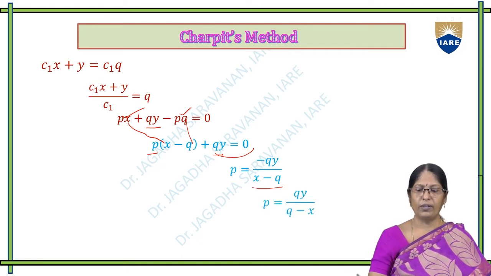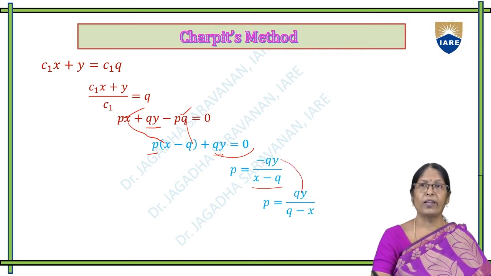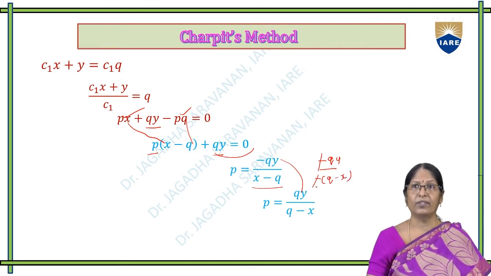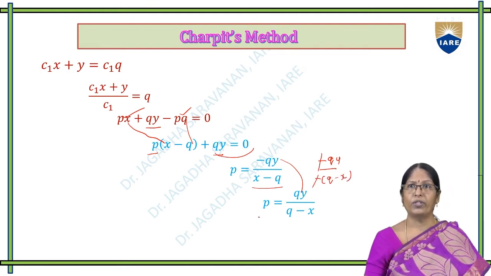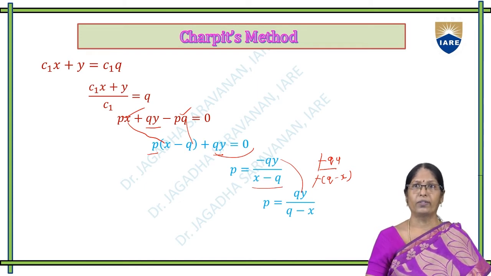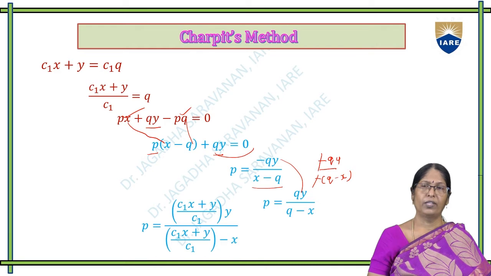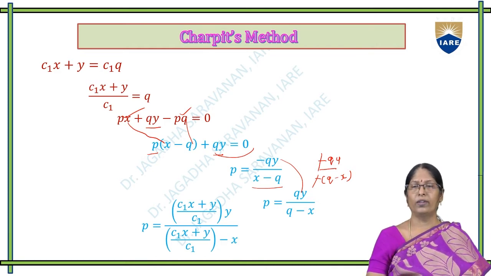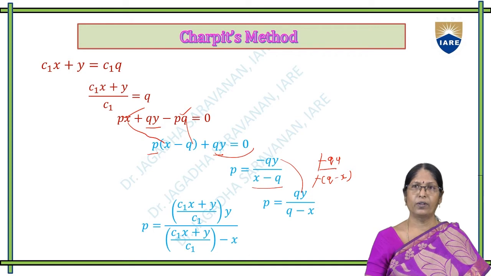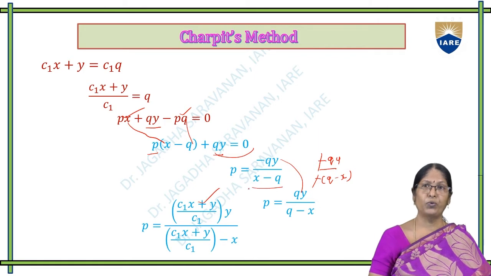So p is nothing but qy. Here this minus sign, and here x minus q is there. We have written it as minus of q minus x. This minus minus cancelled. So finally we got the value of p as qy divided by q minus x. Already we got what q is, so the q value we will substitute here.